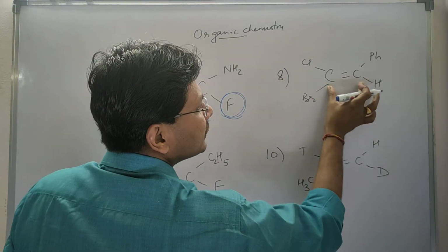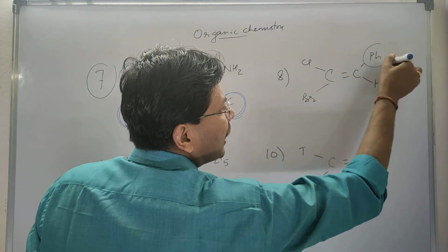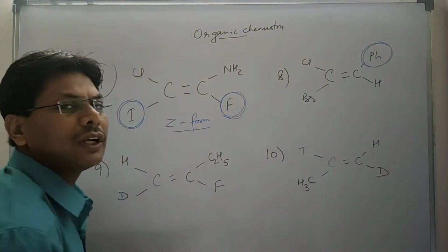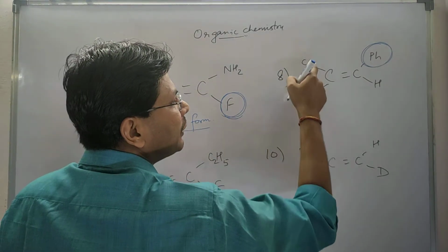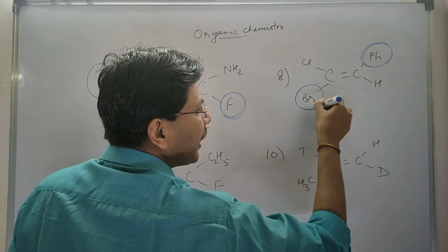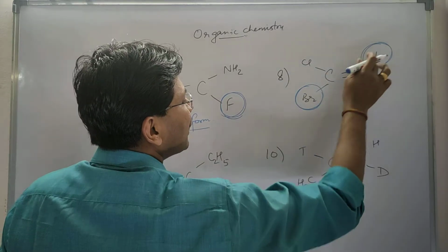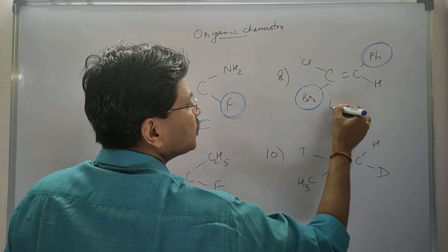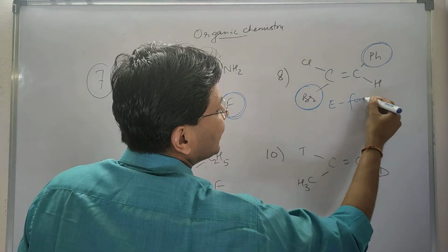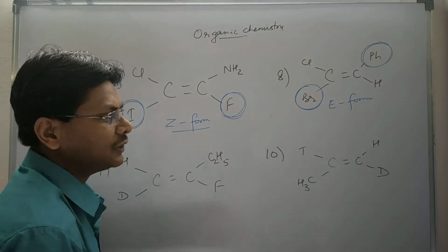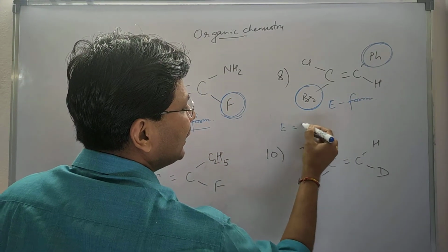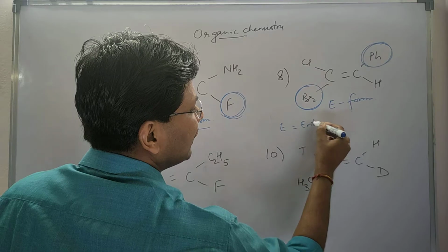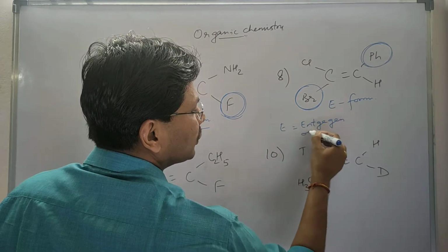Now coming to this phenyl group and hydrogen, the phenyl group will get more priority. And between chlorine and bromine, bromine will get more priority. These are opposite to each other, and for opposite we write E form. E means entgegen, entgegen means opposite. So just keep in mind entgegen.